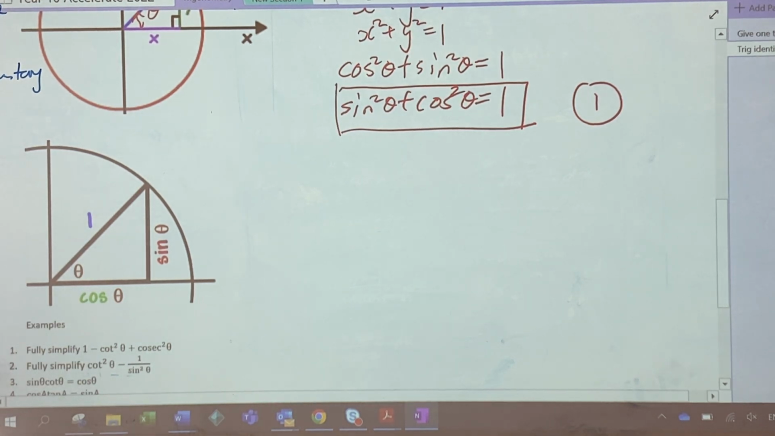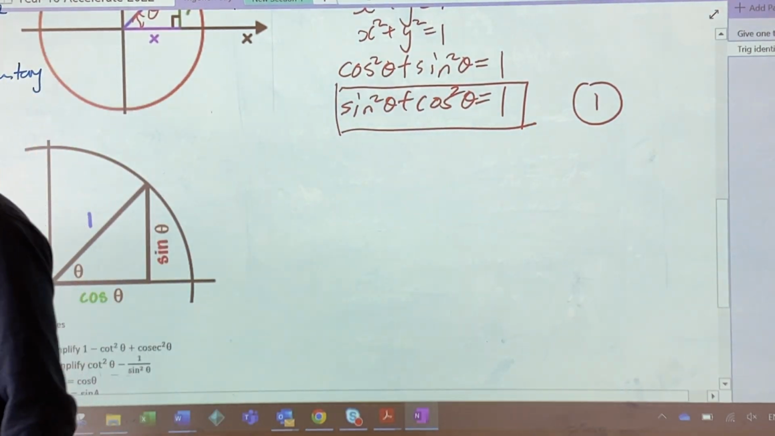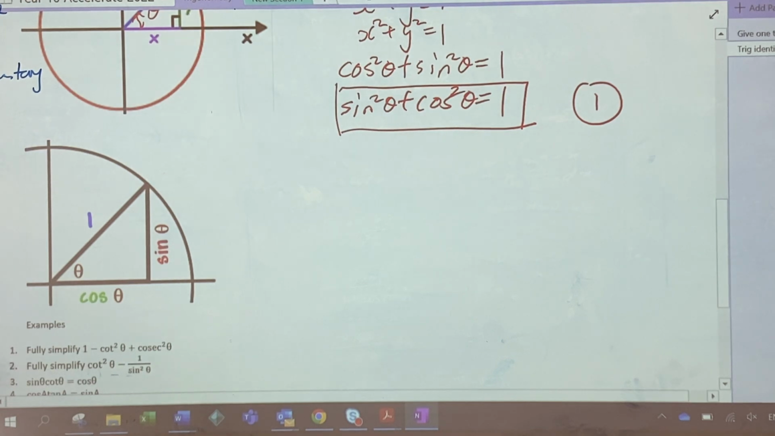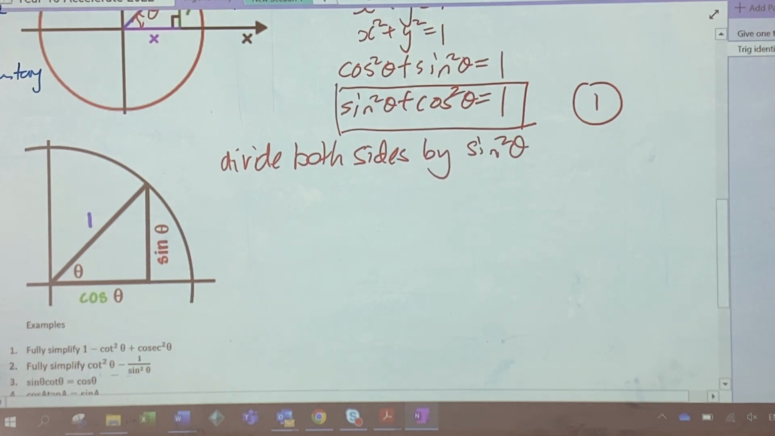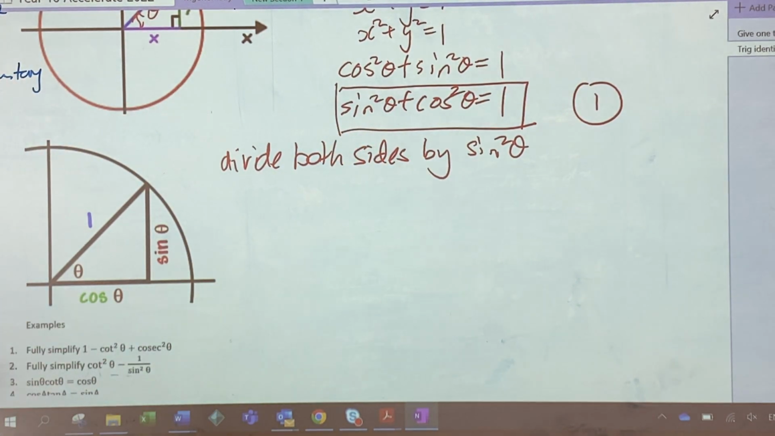Next one you need to know is, look at here. From this identity, if I'm going to divide both sides by sine squared theta, see what happens. So I'm going to write down divide both sides by sine squared theta. What I mean by both sides, I mean every single term. So sine squared theta divided by sine squared theta is 1. Let's write down. So 1.